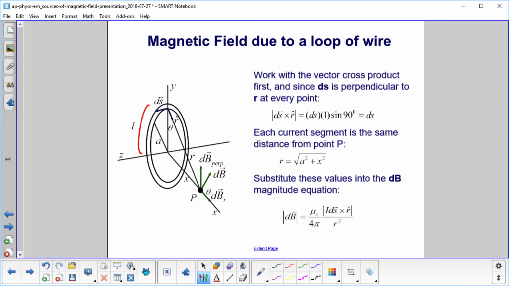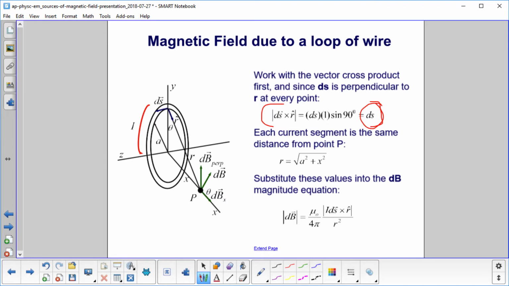We have the direction of the magnetic field from the last slide, and now let's start figuring out the magnitude. Start with the vector cross product, because that's kind of easy. The vector cross product is ds cross r hat. ds is perpendicular to r hat at every point. That's how we set the problem up. So it's going to be the magnitude of ds, which is just ds, times 1, the magnitude of a unit vector, times sine 90. Sine 90 is 1, and the entire cross product reduces to ds.